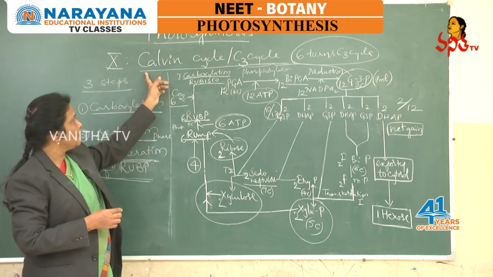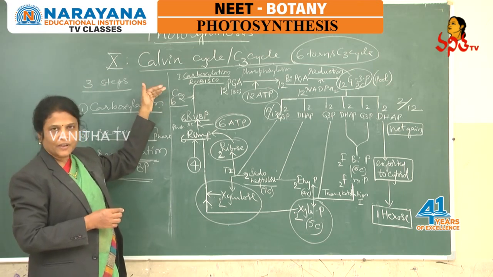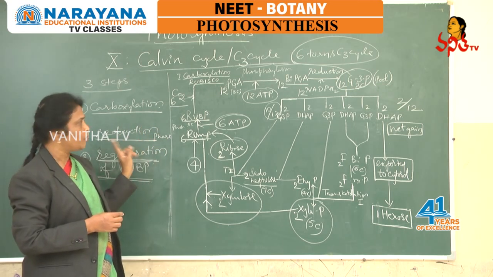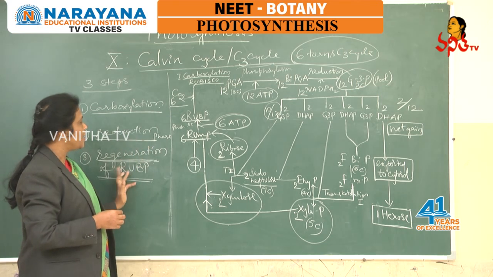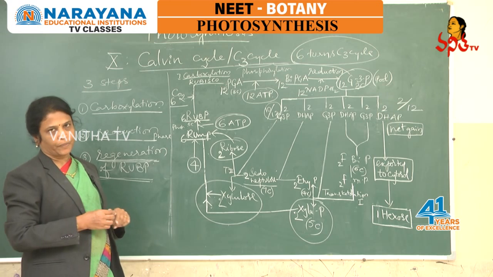So, the Calvin cycle occurs in all photosynthetic organisms. It is the universal dark phase reaction, and the only way for carbon dioxide to be reduced to carbohydrate, with 3 steps: carboxylation, reduction and regeneration. Regeneration of the acceptor, that is RuBP.